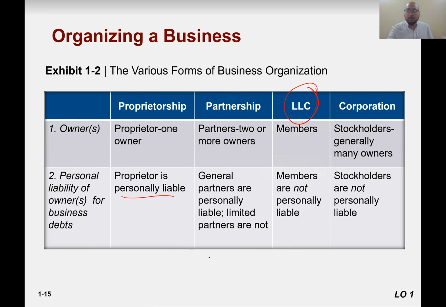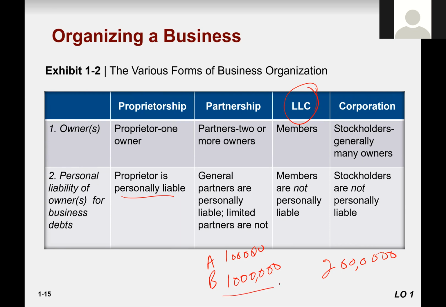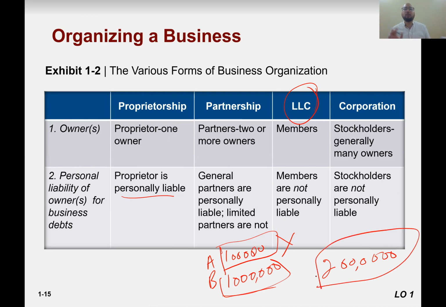For example, there are two people who make this partnership. One invested 100,000 and one invested 1 million, right? And you make a loss of 2 million. If this is limited liability, then your personal property is not involved, only the wealth that you have invested into the business would be lost. To cover this 2 million, your personal property won't be involved.